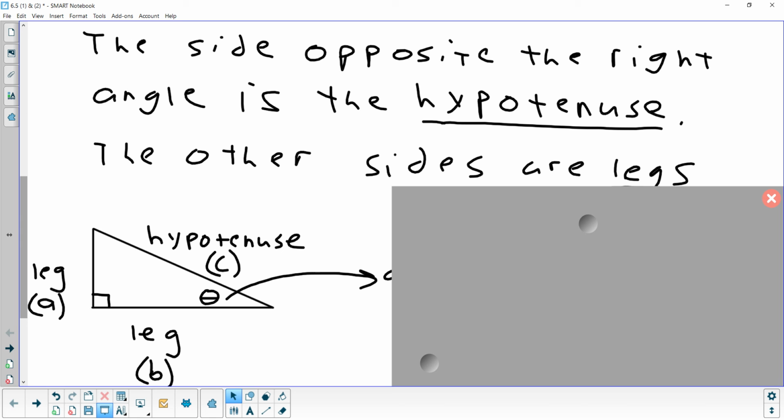When we have to label the sides, because we don't know what they are, we are going to use the letters A, B, and C. A and B can represent either one of the two legs, but I want you to make sure you use C for the hypotenuse.